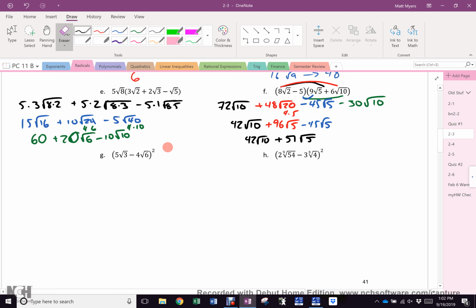Why not? Preston? Because, yes, this is a base. And that whole base is squared. So it is really 5 root 3 minus 4 root 6. And then again.